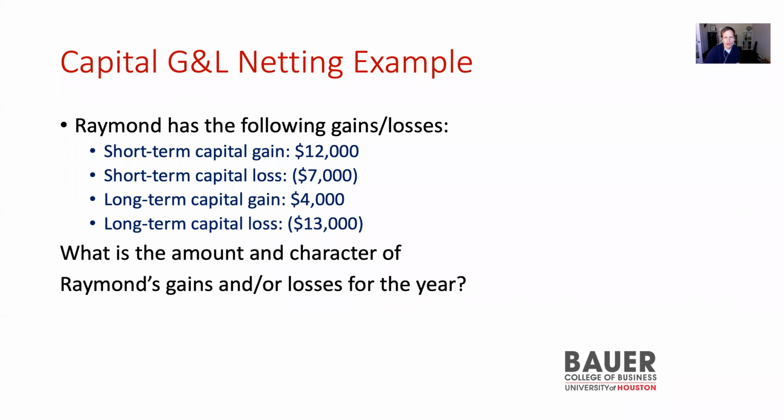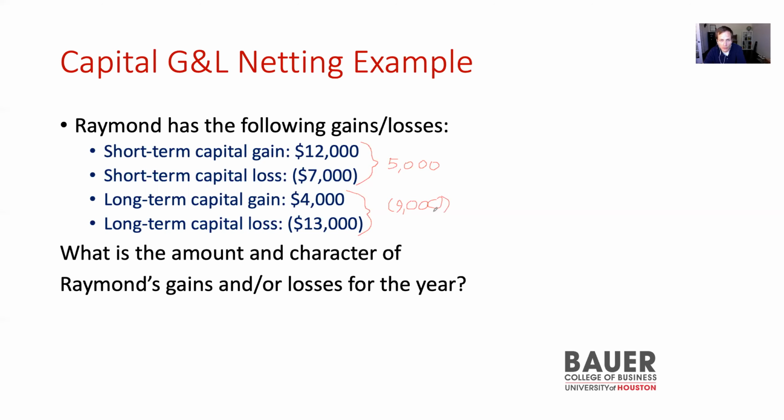So let's suppose that Raymond has the following gains and losses. All right, so first, here I only have two different categories, short-term capital gains and long-term capital gains and losses. The first thing I want to do is net within each category to come up with one number for each category, right? So this is going to be a $5,000 short-term capital gain, and I'm going to have a $9,000 long-term capital loss.